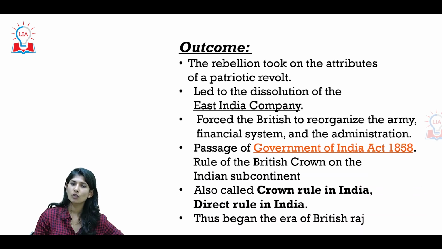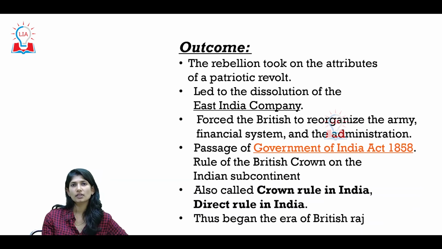It forced the British to reorganize the army, financial system, and administration. Now the British had to become extra careful if they had to rule ahead, thus giving them another 100 years of lifeline. Whatever changes they made in 1857 gave them a lifeline for another 100 years. Next, the passage of the Government of India Act 1858, rule of the British crown on the Indian subcontinent. Also called Crown Rule in India or Direct Rule in India.